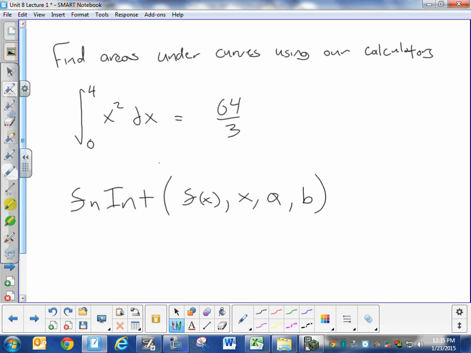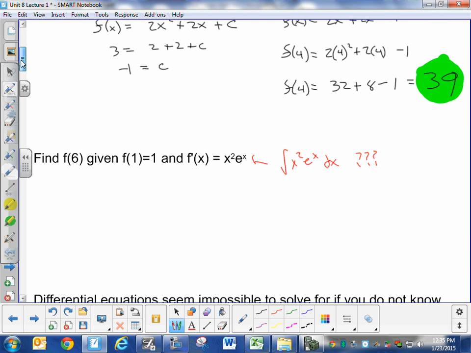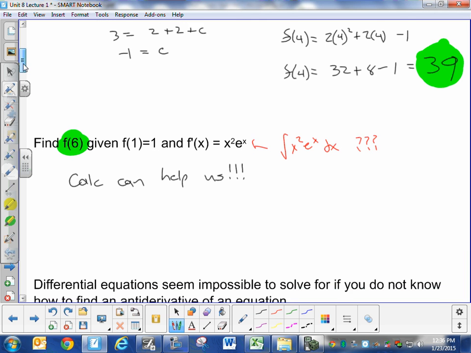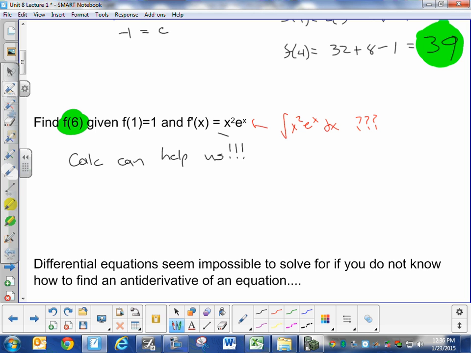But right now, you do need to know this, because knowing how to find areas under curves using your calculator can help you find f of 6 given f of 1 is equal to 1 and f prime of x is equal to x squared e to the x, okay? Our calculator can help us. But now the question is how? How can it help? Because these differential equations, like this one, seem impossible if I don't know how to find the antiderivative.